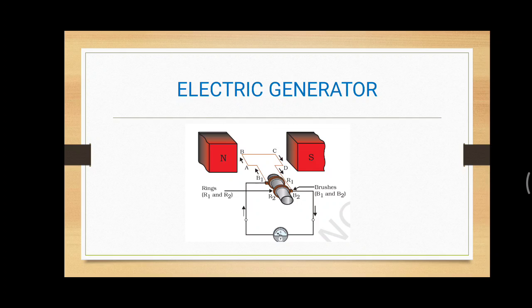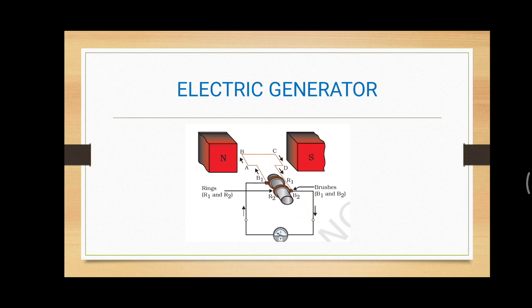Hi dear students. So today we will discuss the device which is working on the principle of electromagnetic induction. We have seen that if you change the magnetic field related to one coil, there will be the generation of current in the coil. That is known as the electric or inductive current.